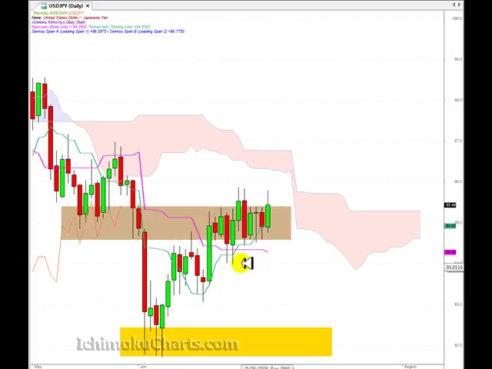Solid support down here at these swing lows at 94, then at 95, and then a very strong support area. So some good overhead resistance, some very strong support, so a very indecisive market and a lot of barriers for this market to trade in either direction.